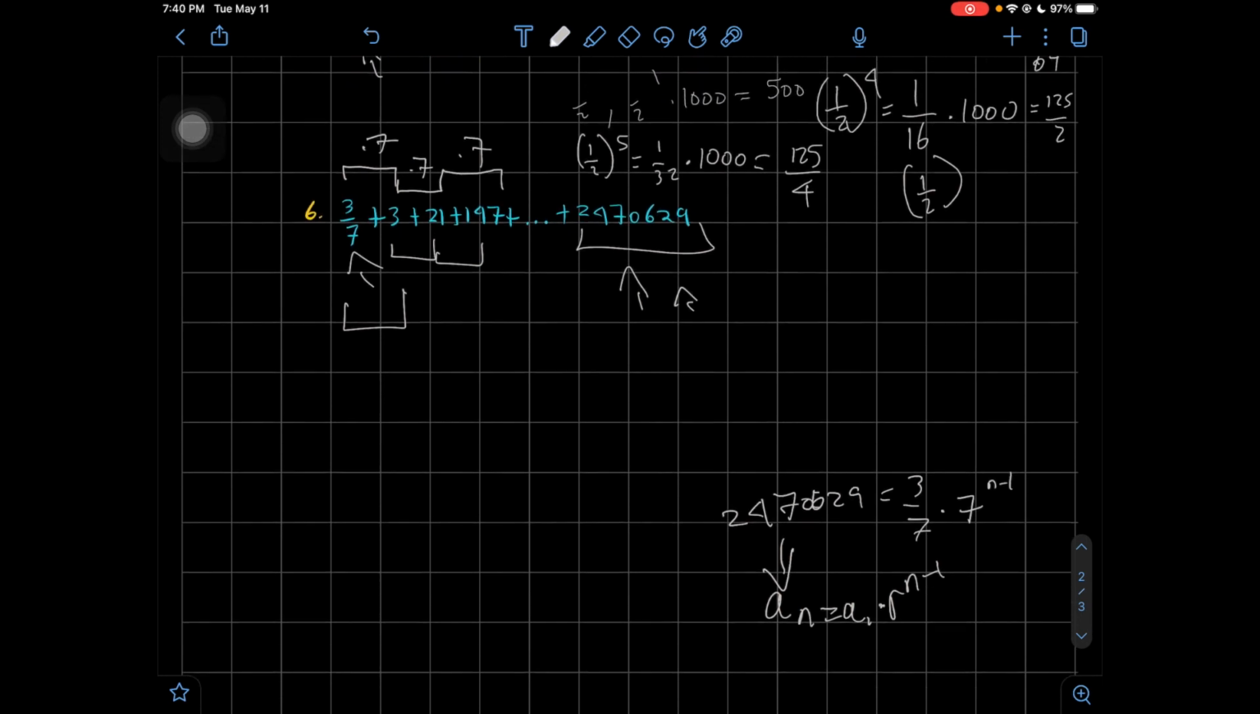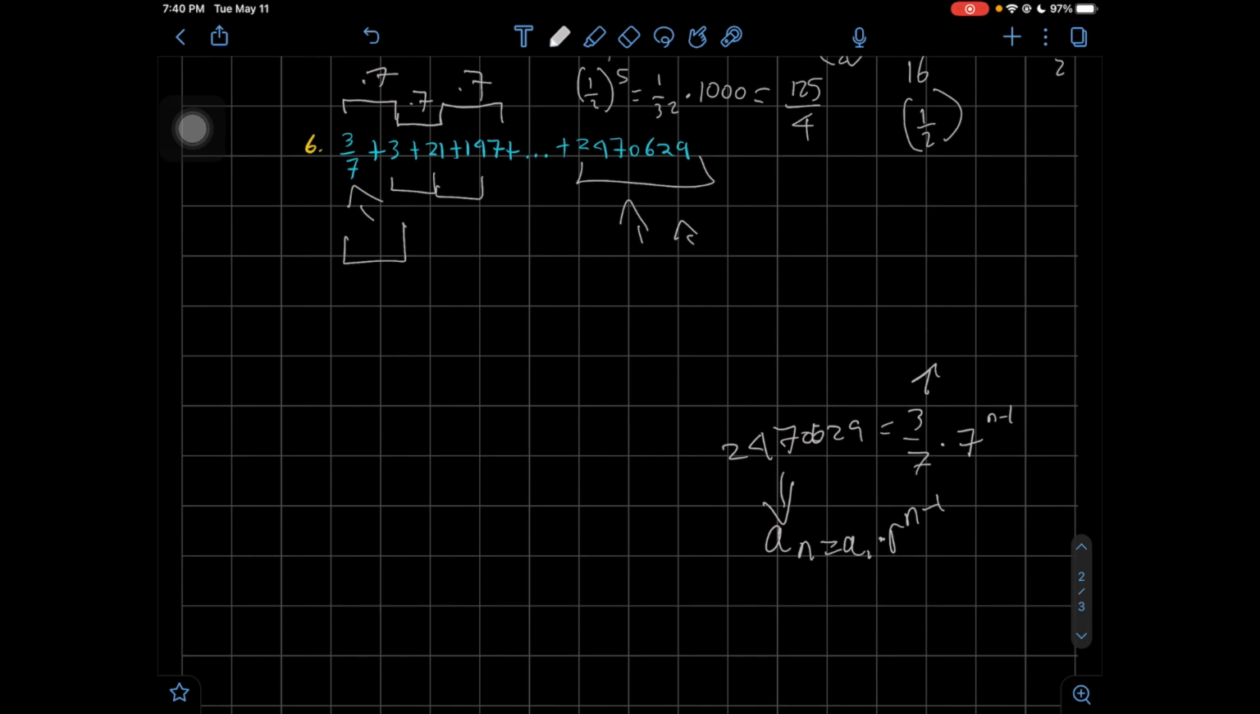Well, now we just solve for our n value. What we do here is we multiply both sides by the reciprocal of this. We just need to get rid of that value from our right side and bring it to our left side. What we do is multiply by 7 over 3, and that goes to 1. 1 times any number is itself. So 7 over 3 times 2470629, which is this value right here, gives us a value of 1058841. And this just equals, since we got rid of this, it's eliminated, 7 to the power of n minus 1.